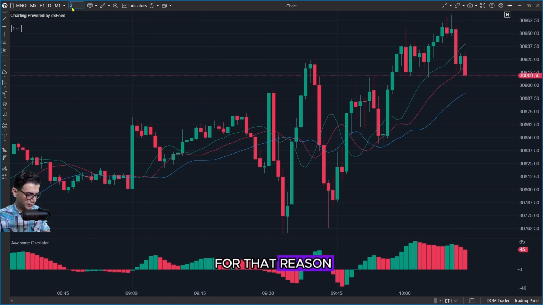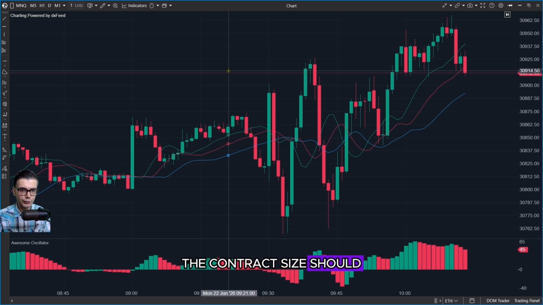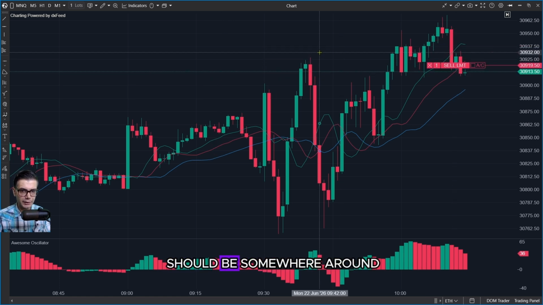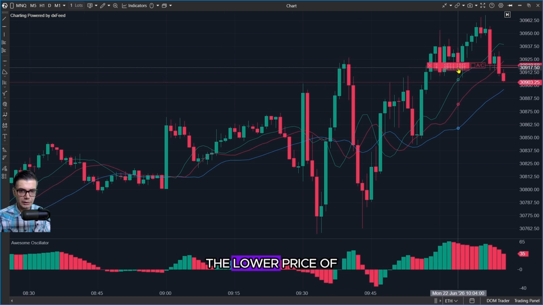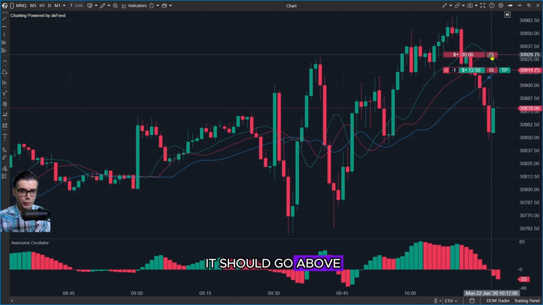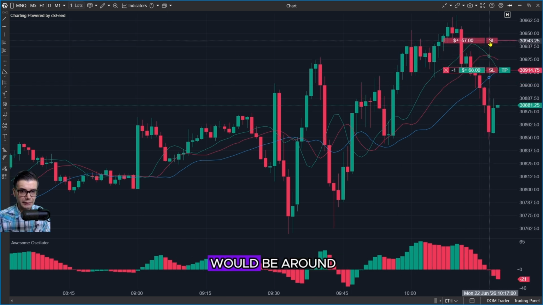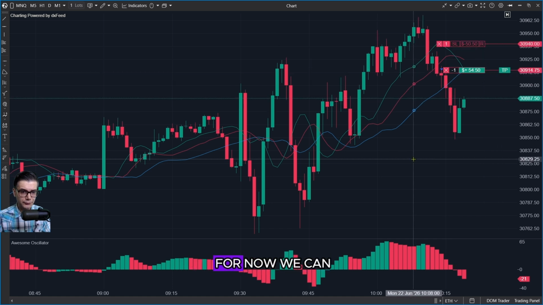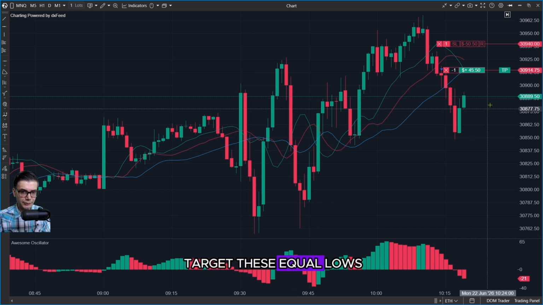But for that reason, the contract size should be smaller. So over here, the entry should be somewhere around the lower price of this bullish candle. As for the stop, it should go above the green line. That would be around $50. As for the profit, for now, we can target these equal lows.